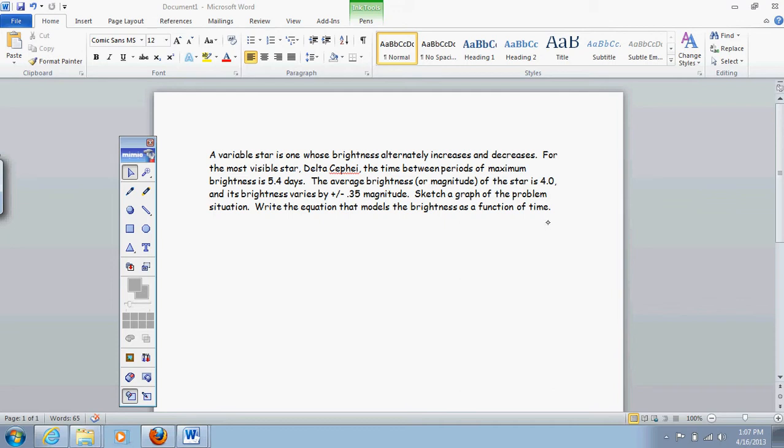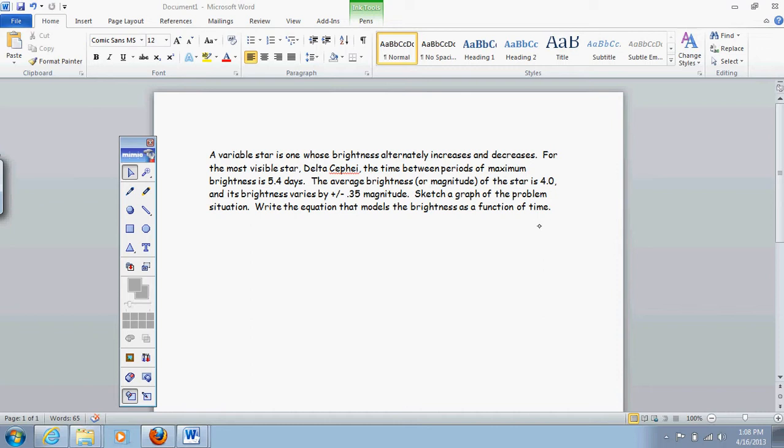So the word problem reads, a variable star is one whose brightness alternately increases and decreases. For the most visible star, delta, whatever that word is, I don't want to mispronounce, the time between periods of maximum brightness is 5.4 days. The average brightness or magnitude is 4.0, and its brightness varies by plus or minus 0.35 magnitude.